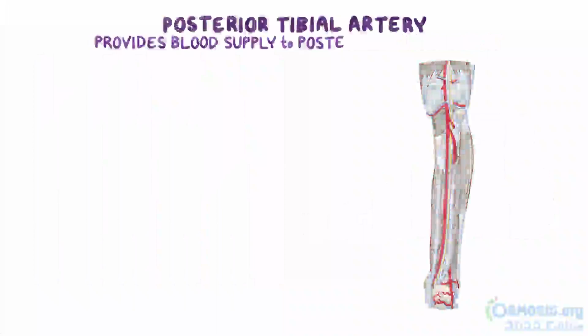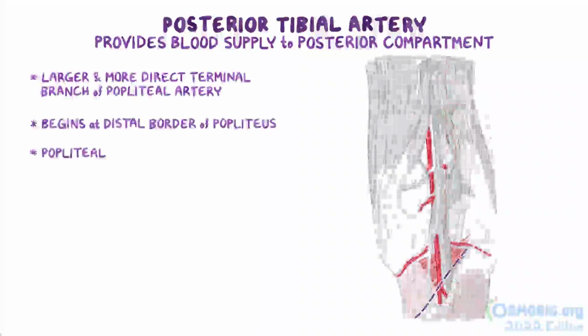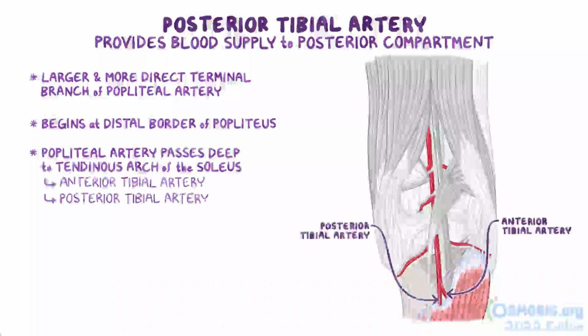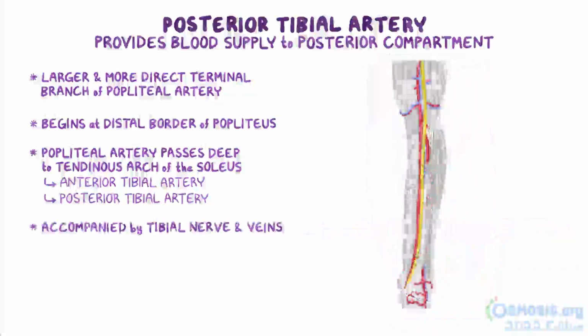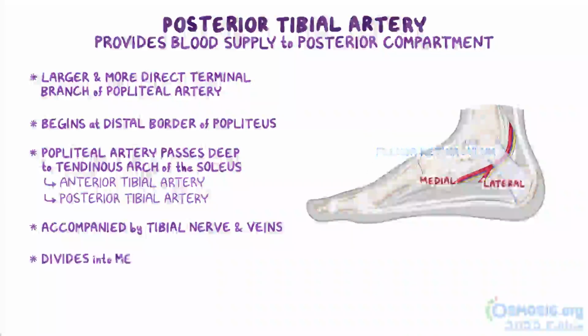Switching to arteries, the posterior tibial artery provides the blood supply to the posterior compartment of the leg and the foot. It's the larger and more direct terminal branch of the popliteal artery. It begins at the distal border of the popliteus as the popliteal artery passes deep to the tendinous arch of the soleus and simultaneously bifurcates into the anterior and posterior tibial arteries. The posterior tibial artery is accompanied by the tibial nerve and veins, and it runs posterior to the medial malleolus as described previously. Deep to the flexor retinaculum, the posterior tibial artery divides into medial and lateral plantar arteries, the arteries of the sole of the foot.